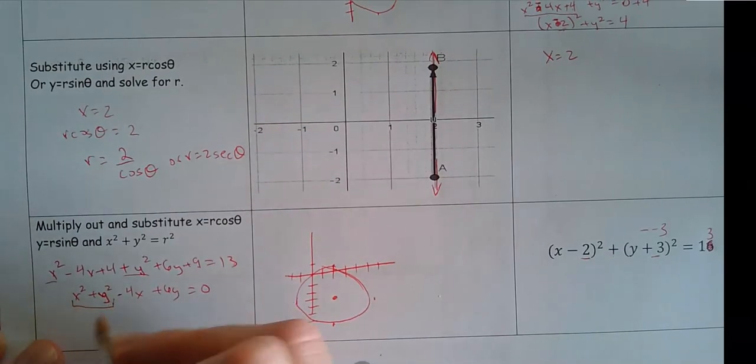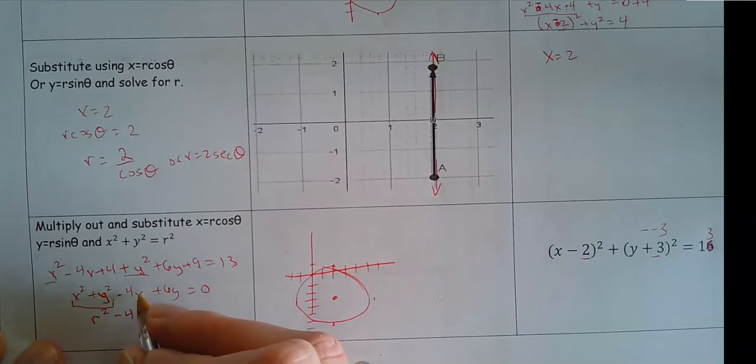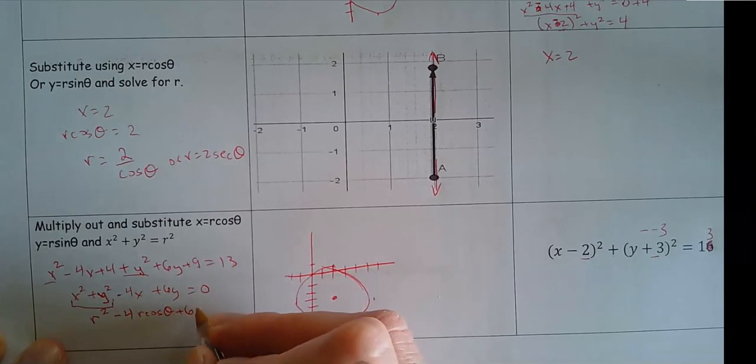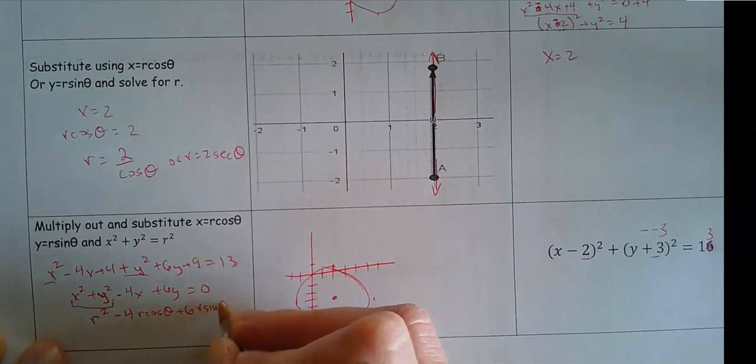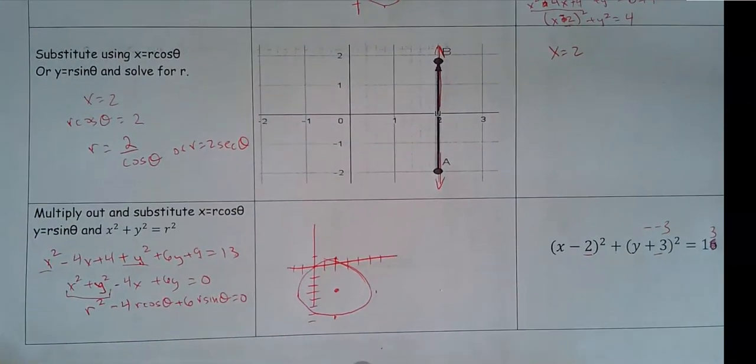Now, x squared plus y squared equals r squared. Minus 4x is the same thing as minus 4r cosine theta. Plus 6, and then y is the same thing as r sine theta. So that's the trick right there. That's a substitution. Anytime you see x squared plus y squared, put r squared in. Anytime you see an x, put r cosine theta. Anytime you see a y, put r sine theta.